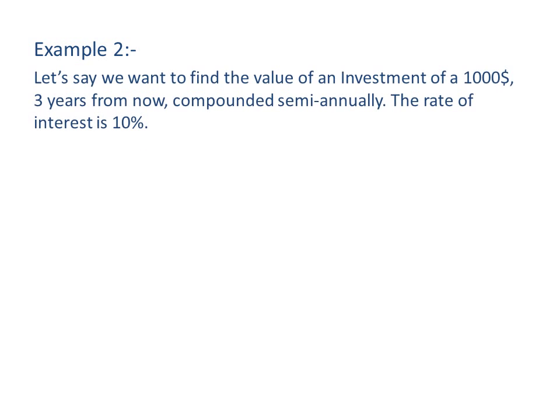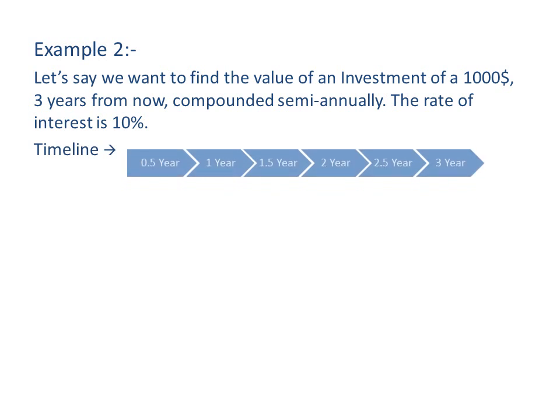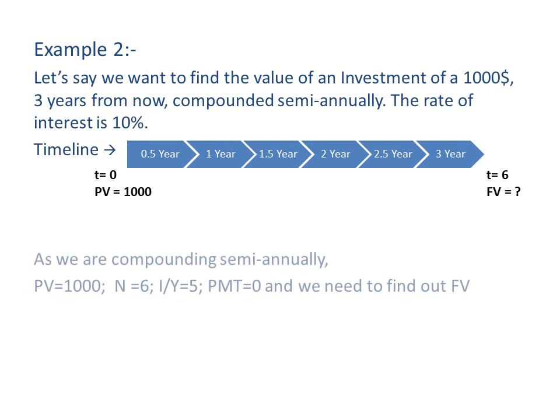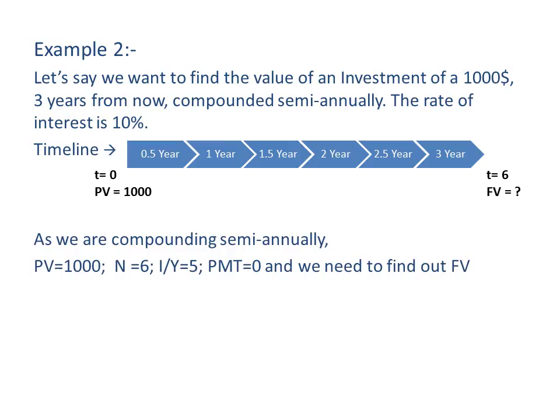Let's take another example. Now, we want to find the value of an investment of $1,000 3 years from now, compounded semi-annually. The rate of interest is 10%. Let's draw a timeline. As we are compounding semi-annually, PV is equal to 1000, N is 6, I by Y is 5, PMT is 0, and we need to find out FV. Let's watch this video.